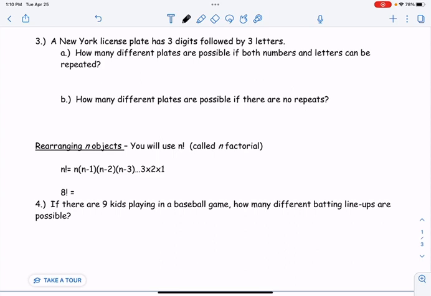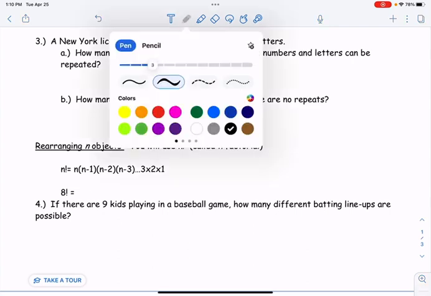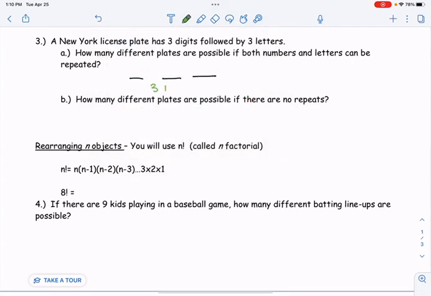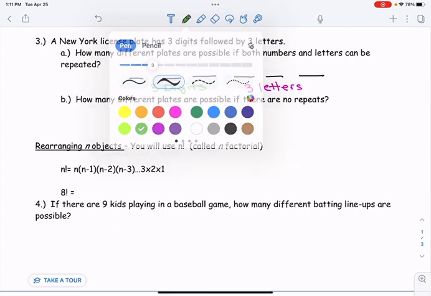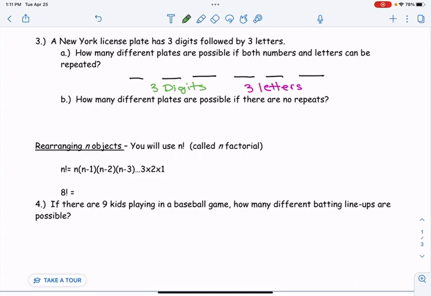So if I take a look at this, I have 3 spots for my digits. 1, 2, 3. So I've got my 3 digits. And then that's followed by 3 letters. 1, 2, 3. Now remember that the digits start at 0 and go up to 9. So 0 through 9 actually gives me 10 possibilities for my digits. So I have 10 possibilities for the first spot in the license plate, 10 possibilities for the second, 10 possibilities for the third.